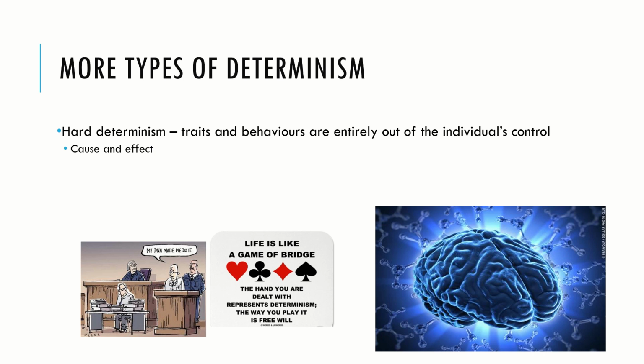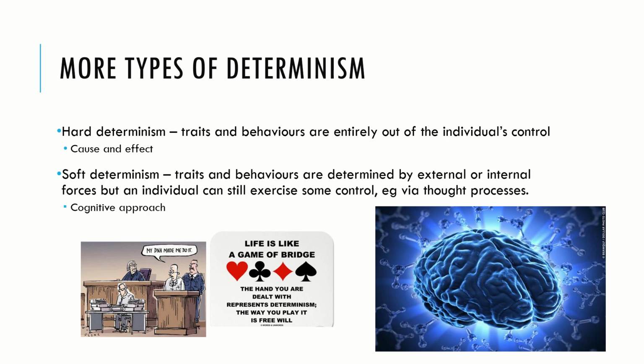There are two other types of determinism which I just touched on briefly. So hard determinism: traits and behaviours are entirely out of the individual's control, and this is focused fully on the concept of cause and effect. If this happens, this will happen. Some explanations in the biological approach are due to hard determinism, such as OCD. If you have this gene, you will develop OCD. Or also environmental, so association. If two stimuli are paired together, you will learn to associate them, and you will have this response. So it's hard determinism.